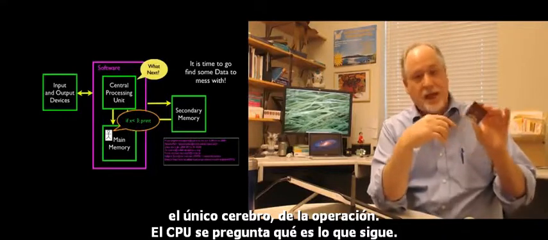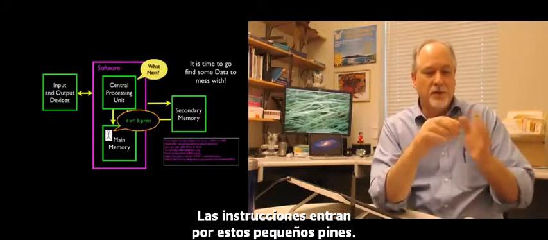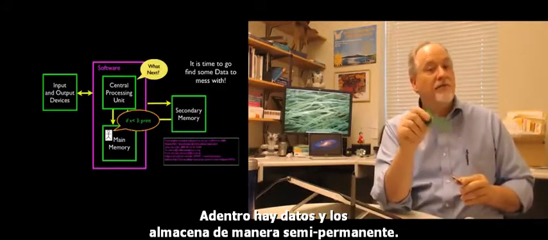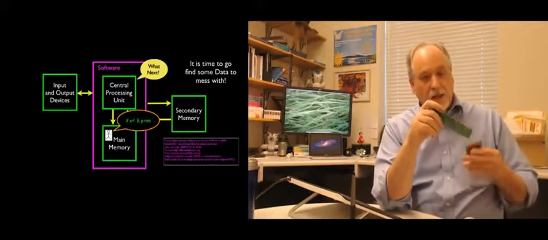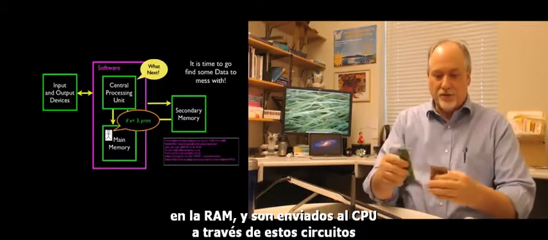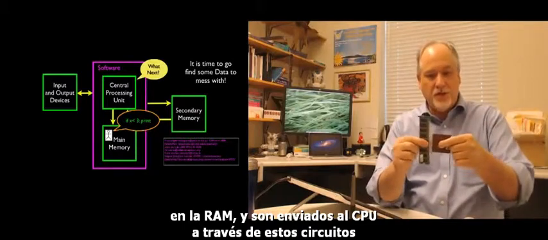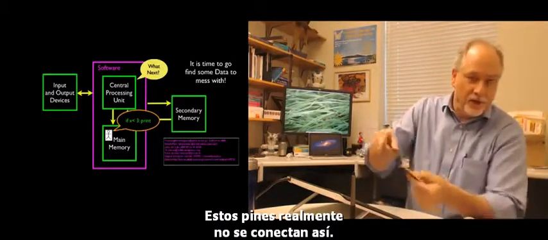This CPU is asking what next. The instructions come in through these little pins. There's data inside, and it stores sort of semi-permanent data. Variables are all stored pretty much here in RAM. And we write our programs, and so your Python programs, they're sitting here in this RAM, and they're being fed to this CPU through those pins, right? I mean, it doesn't really connect like that.